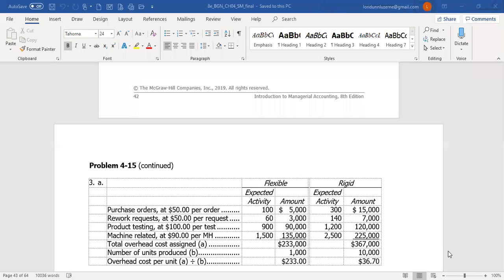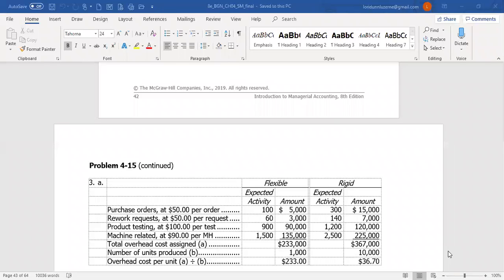And then 2,500 machine hours are expected for the rigid at $90 an hour, so that's $225,000 for that activity. So now, instead of just assigning manufacturing overhead in total, we're assigning it based on activity and the expected activity for each item. So now the total amount of manufacturing overhead due to activity is $360,000.